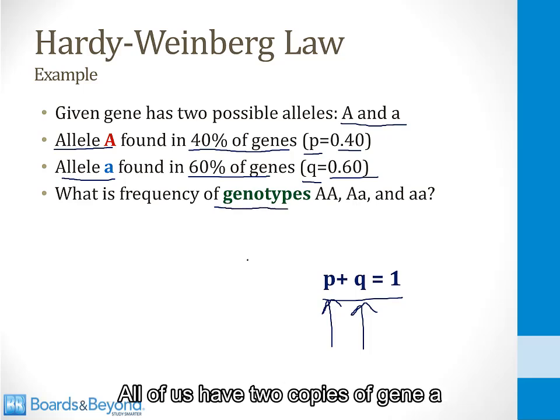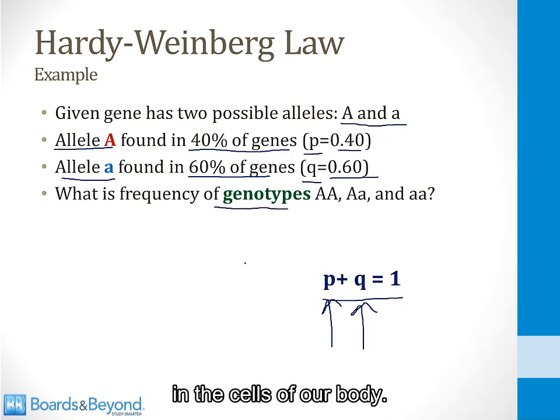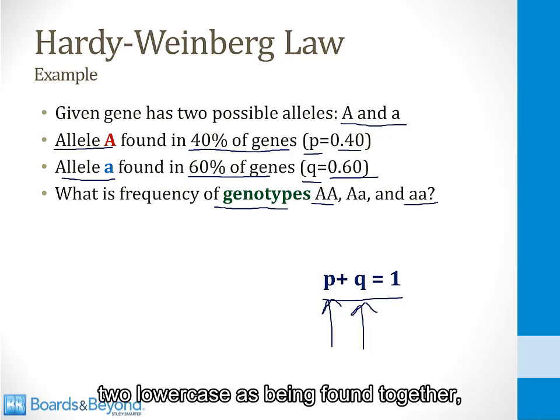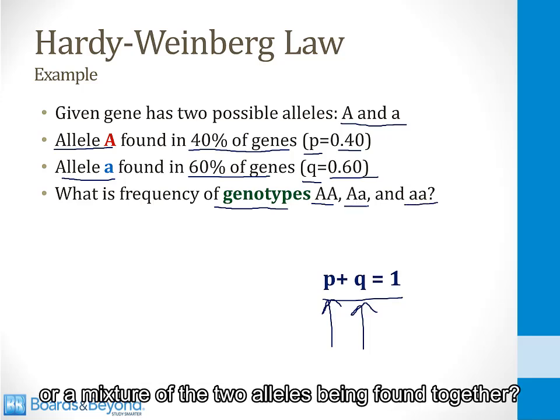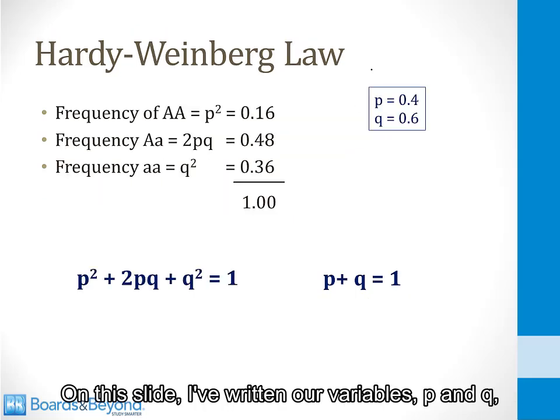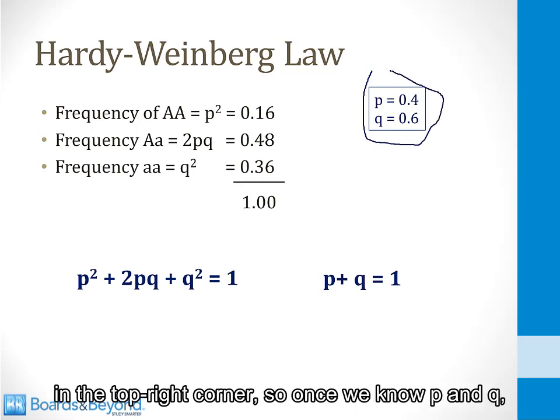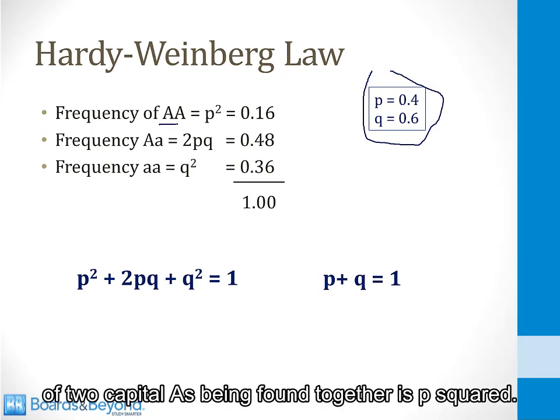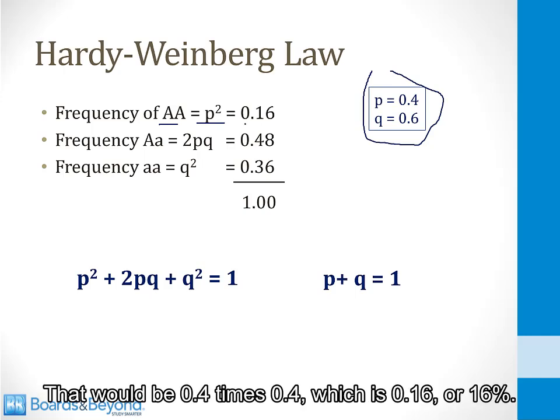All of us have two copies of gene A in the cells of our body, so what is the frequency of two capital A's being found together, two lowercase a's being found together, or a mixture of the two alleles being found together? On this slide, I've written our variables p and q in the top right corner. So once we know p and q, the Hardy-Weinberg law says that the frequency of two capital A's being found together is p squared. That would be 0.4 times 0.4, which is 0.16 or 16%.